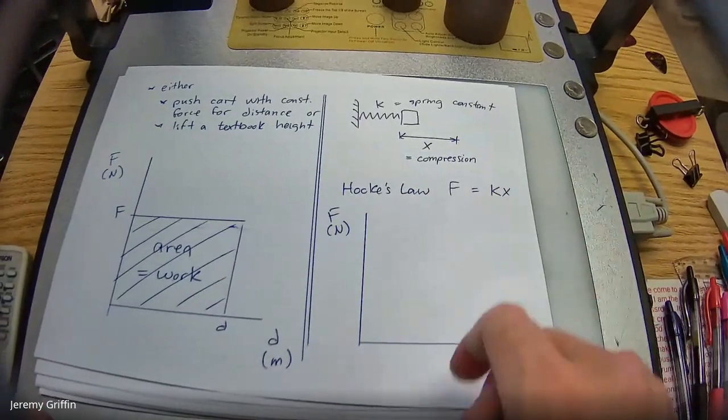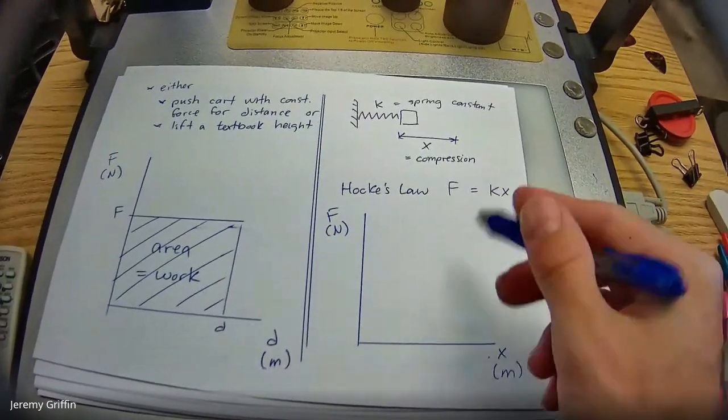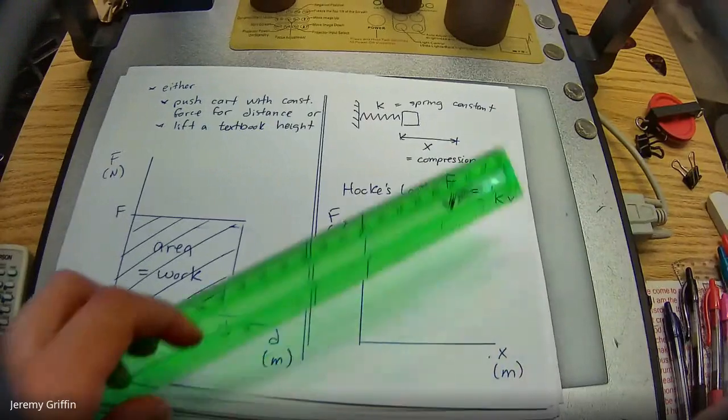Can you guys draw this graph? Maybe some of you guys have already drawn this graph. What's this graph look like? F equals kx, Hooke's law. F equals kx.